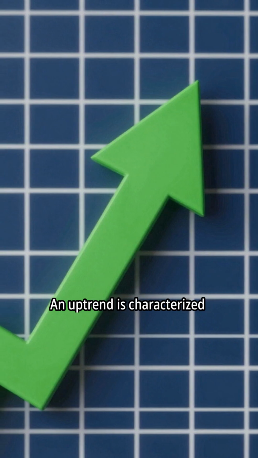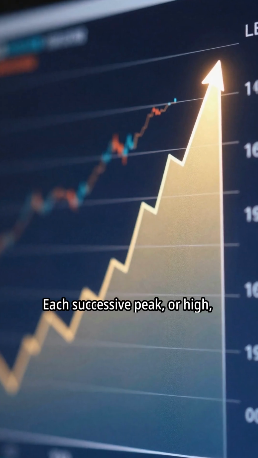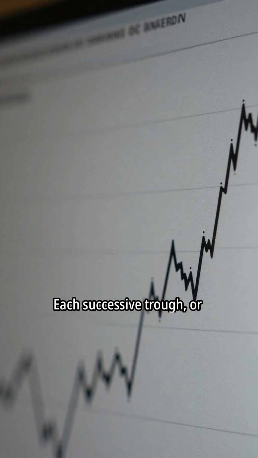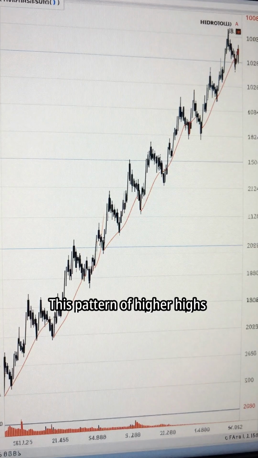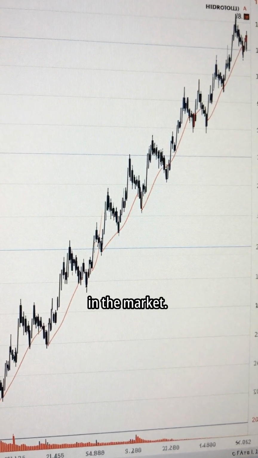An uptrend is characterized by a series of successive price movements. Each successive peak, or high, reaches a higher price level than the previous peak. Each successive trough, or low, is also higher than the previous low. This pattern of higher highs and higher lows indicates sustained positive momentum in the market.